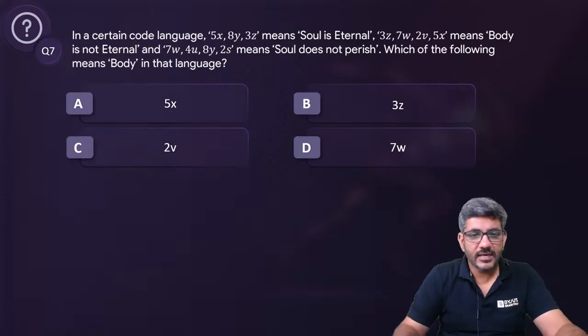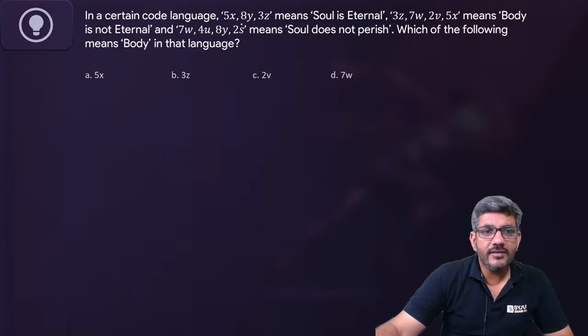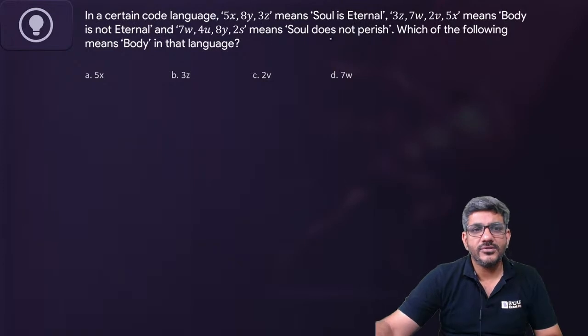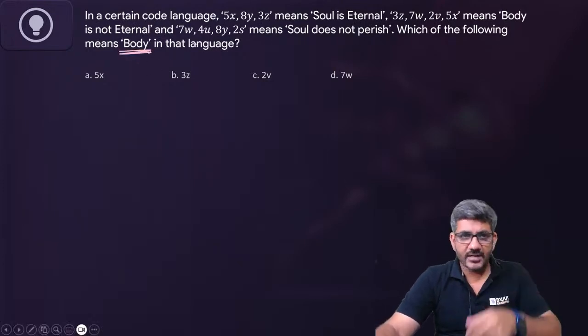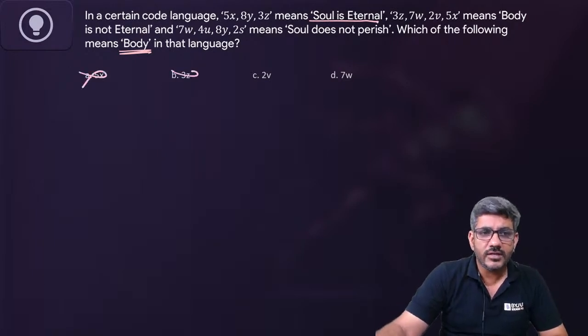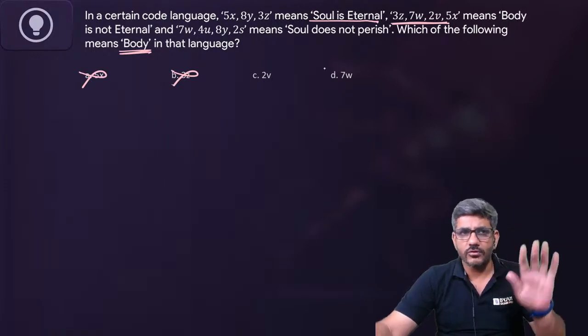चलिए तो करना शुरू करते हैं. Let's see what is the right answer for this question. In a certain code language, 5x, 8y, 3z means soul is eternal. 7w, 3z, 2v, 5x means body is not eternal. 8y, 4k, 3z means soul does not perish. Which of the following means body in that language? देखिए फटाफट करने का तरीका ये है. Soul is eternal में कहीं body नहीं है. So my code for body cannot be 5x, cannot be 8y, cannot be 3z. So 5x is gone, 3z is gone. Body is not eternal, so my code can be any one of these. So it can be 2b, it can be 7w. अभी तक दोनों हो सकते हैं.